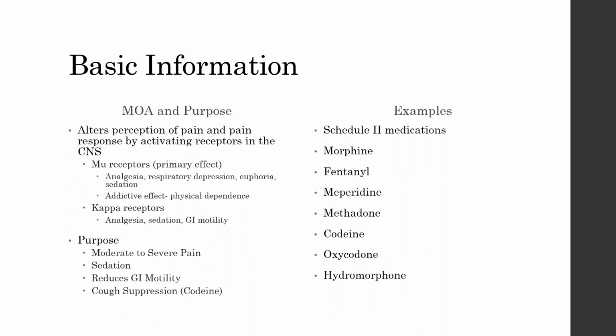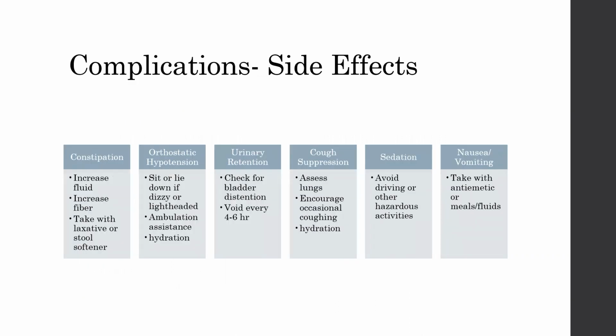Examples of this are going to be our Schedule II medications like morphine, fentanyl, meperidine, methadone, codeine, oxycodone, and hydromorphone or Dilaudid. The side effects include constipation, so we would want to educate our patients to increase their fluid intake, their fiber intake, and to possibly take with a laxative or stool softener. Orthostatic hypotension, so we would want to educate them to sit or lie down if they get dizzy or lightheaded. They may need assistance with ambulation and hydration.